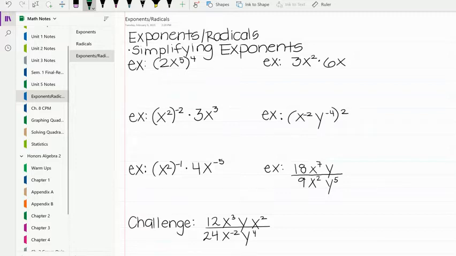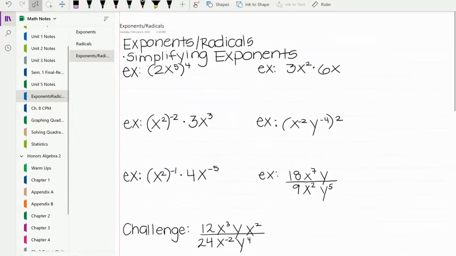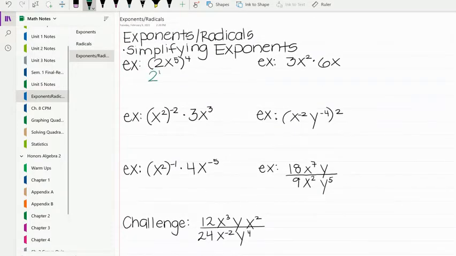Our first one, we have 2x to the fifth raised to the fourth power. Because these are in parentheses, I know that that 4 has to go to both pieces. So this would become 2 to the fourth, and then x to the fifth to the fourth. 2 to the fourth is really 2 times 2 times 2 times 2, which is 16. Then we have x to the fifth to the fourth, so I multiply those. It'd be 16x to the 20th power.